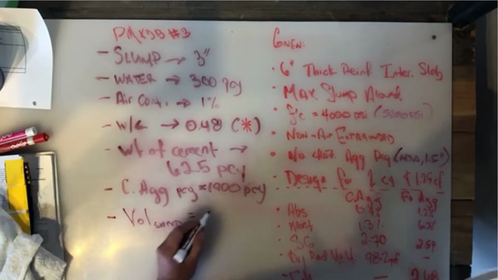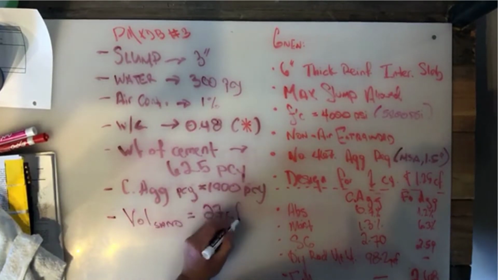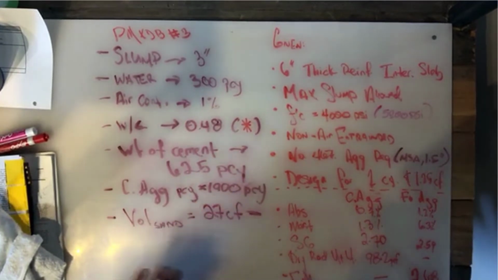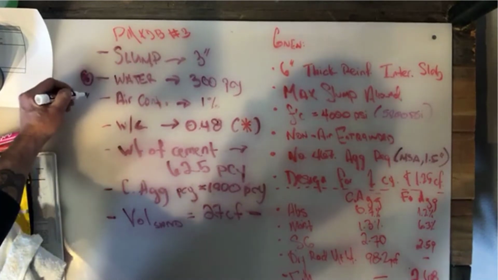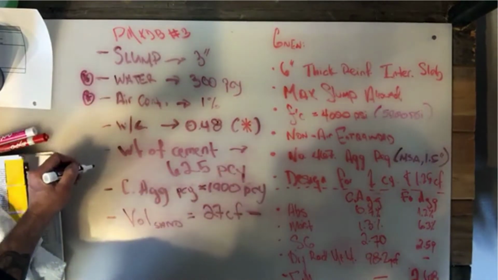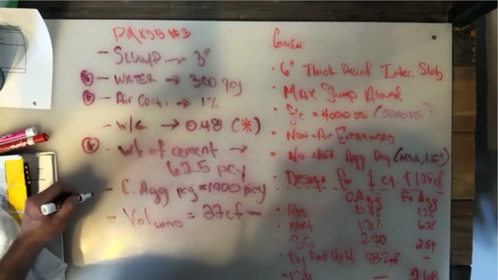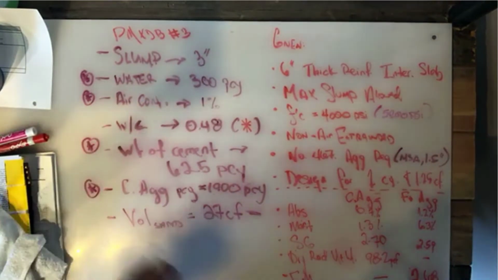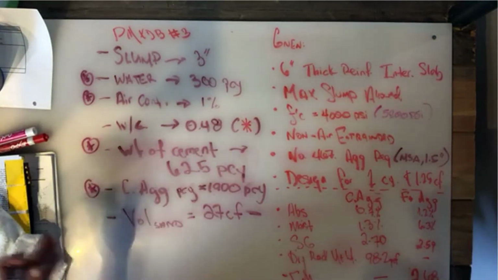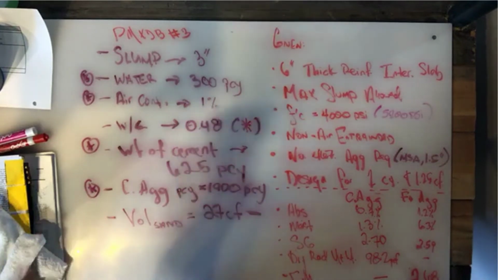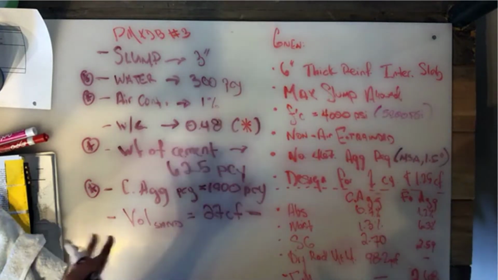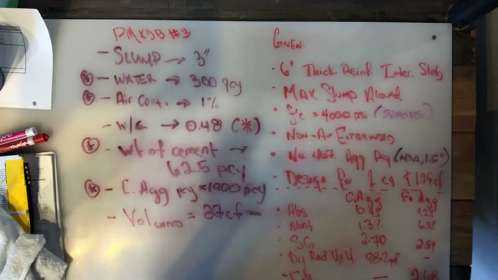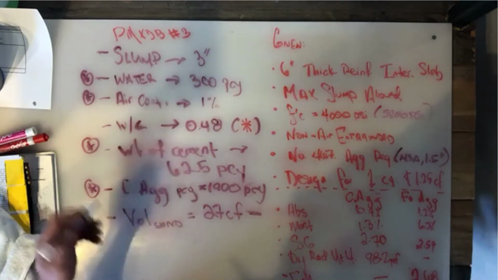I take my total volume, which I know is 27 cubic feet, and I minus my volume from my water, my volume from my air content, my volume from my cement, my volume from my coarse aggregate, and the volume I have left over in cubic feet from that 27 cubic feet per cubic yard is what I use to determine the amount of volume I have for sand. So let me go ahead and do that.